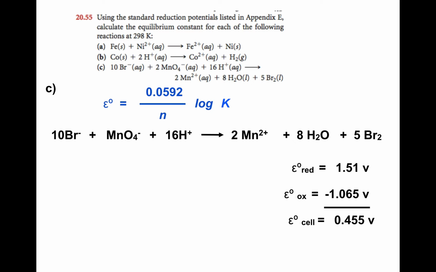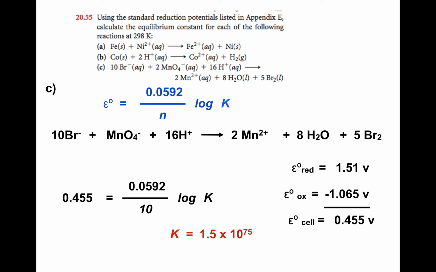C. 10 moles of bromide going to 5 moles of bromine, so that means 10 moles of electrons being transferred. Again, I have a positive voltage, right? So 10 moles of electrons being transferred. I rearrange and solve for K. Very spontaneous reaction.